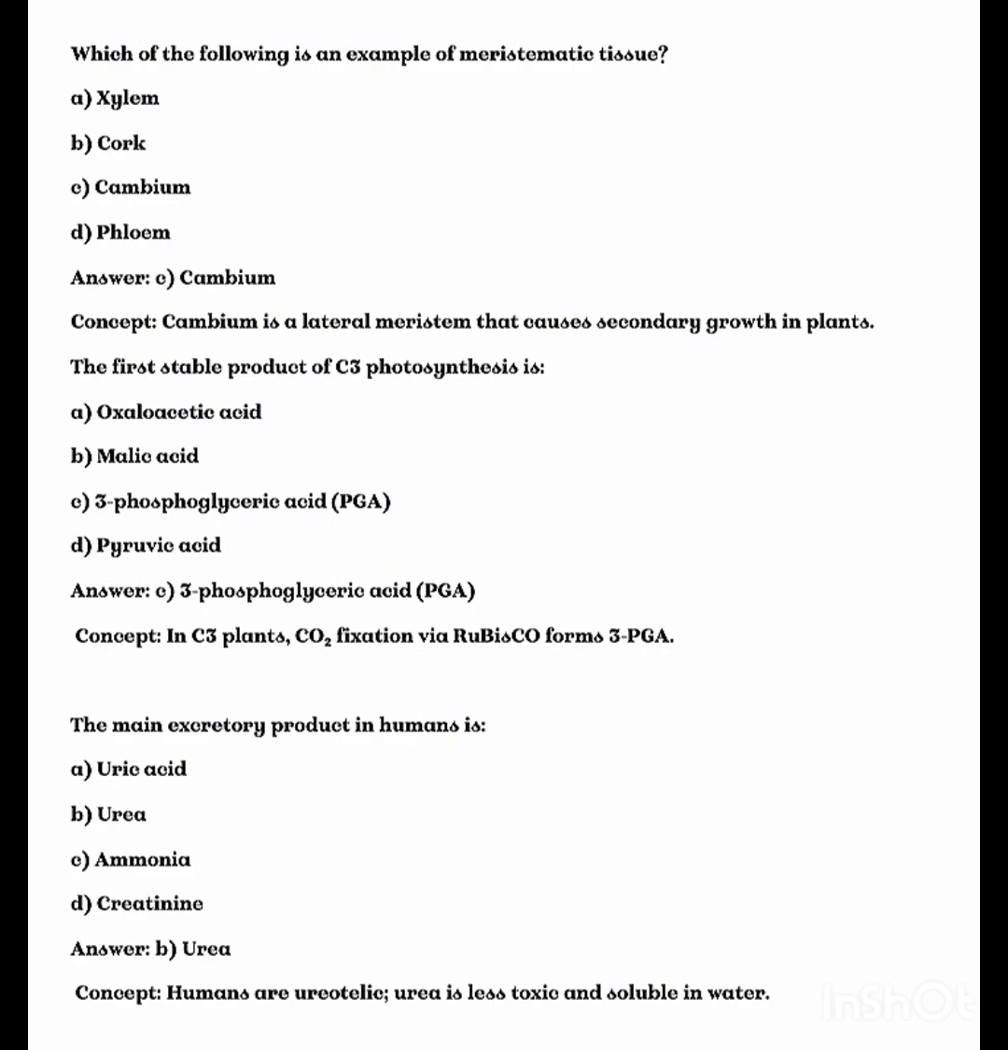The main excretory product in humans is A. Uric acid, B. Urea, C. Ammonia, D. Creatinine. Answer B. Urea. Concept: humans are ureotelic. Urea is less toxic and soluble in water.